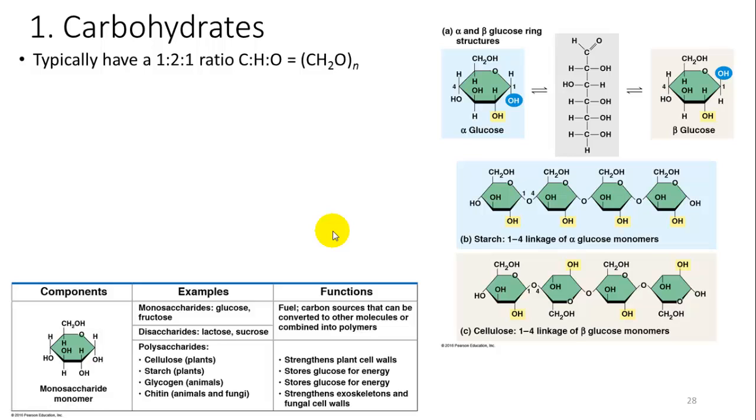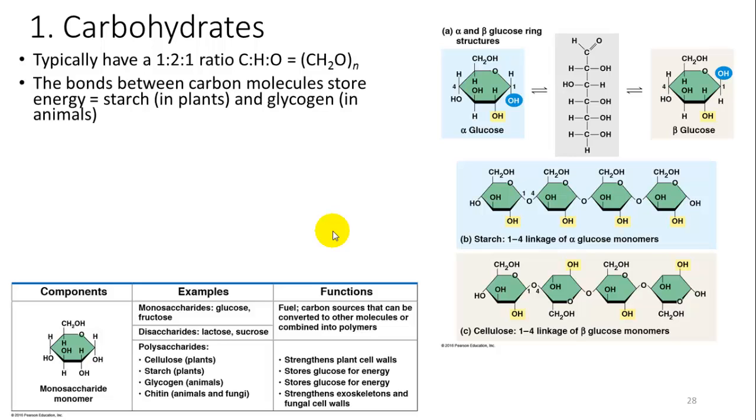So carbohydrates are our first macromolecule we're going to talk about. They typically have a 1 to 2 to 1 ratio of carbon, hydrogen to oxygen. And that will repeat. But also, they are for storage, generally, of energy, especially in plants and animals. Starch is the storage molecule in plants. Glycogen is the storage in animals. They can also be structurally important. So, for example, there is a structure called cellulose, which is important for the cell walls of plants.